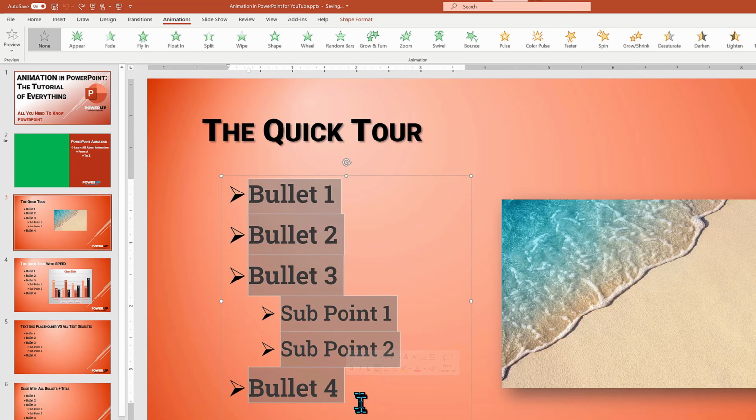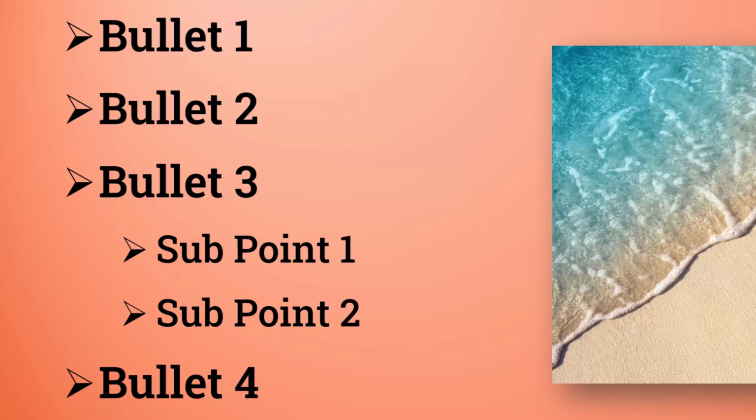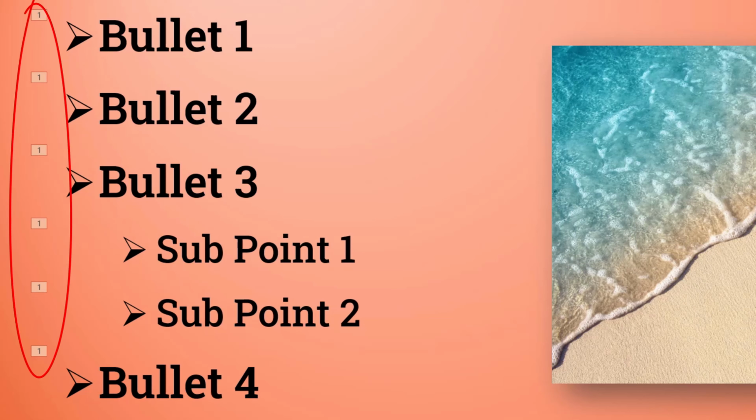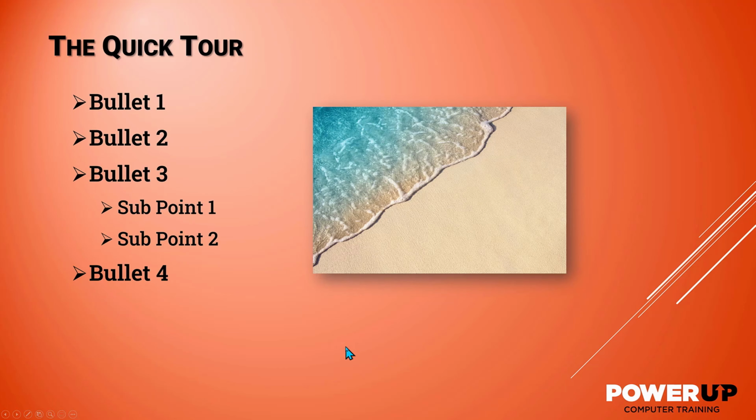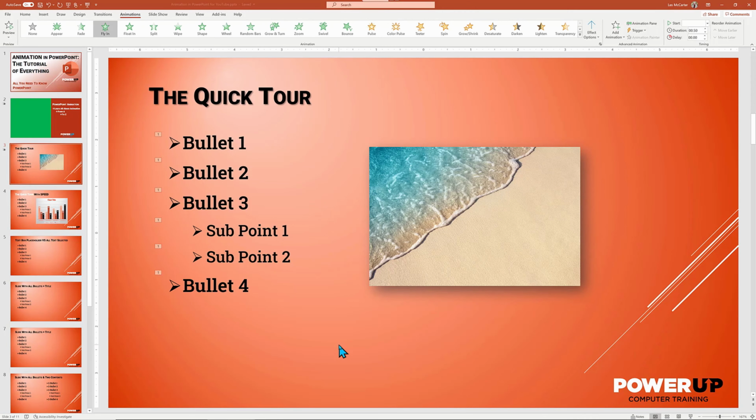I'm going to choose Fly In, and oh my, look, instead of doing them one by one, they are all tied to one action. Look, one click, and they are all coming in together. Not what we wanted. Before we fix this, let's take a side trip.